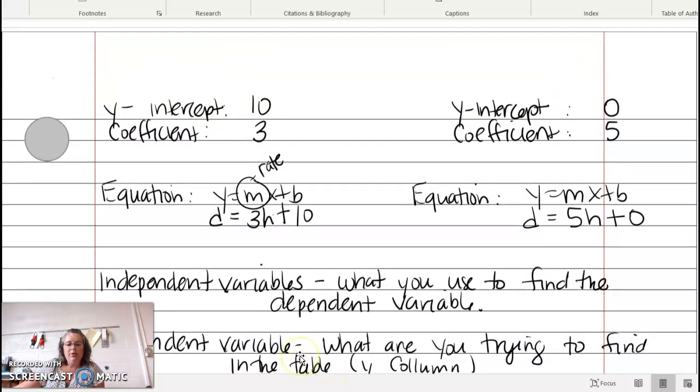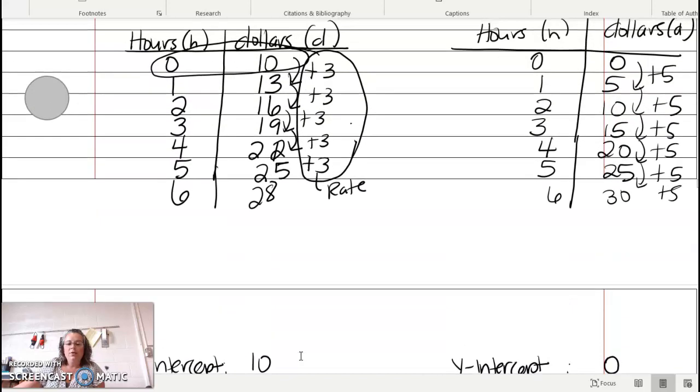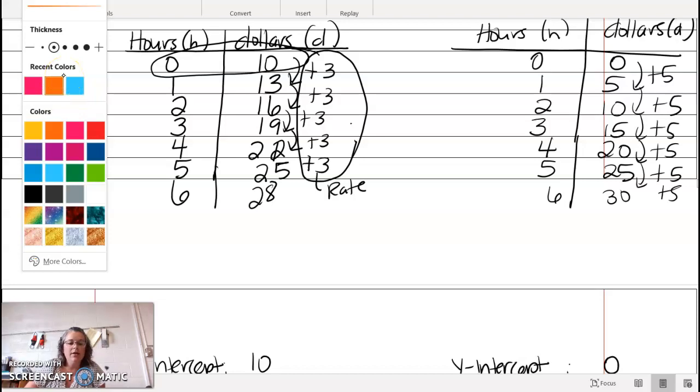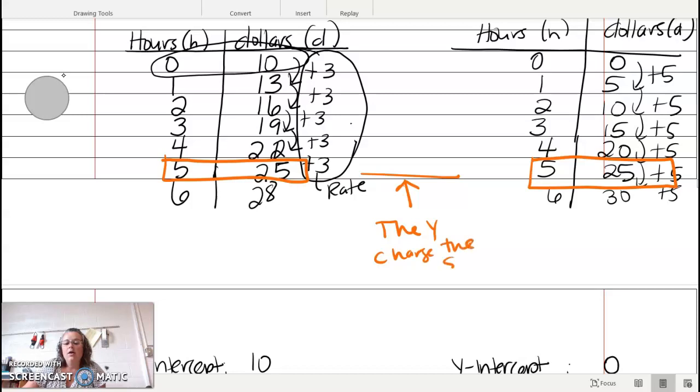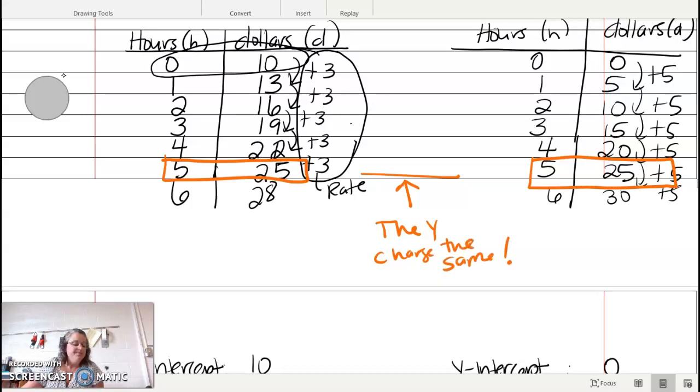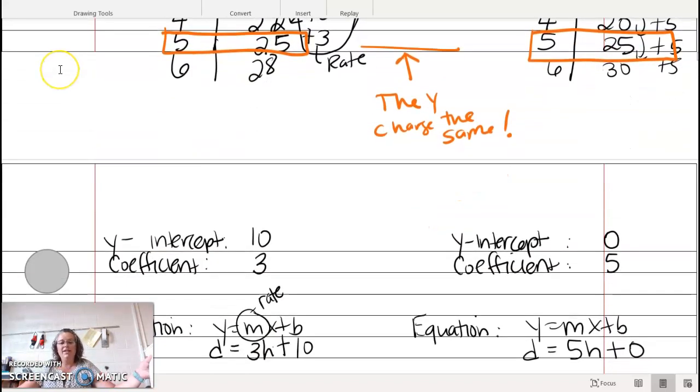Okay, and then I think we talked about, I'm going to go back up here real quick, that there was a point where the two kids were the same. I'm going to get a different color here. Pick my orange color again. Okay, so at 5 hours worked, they were 25, and at 5 hours worked, they were 25. We are the same here. Easy to see in a table.